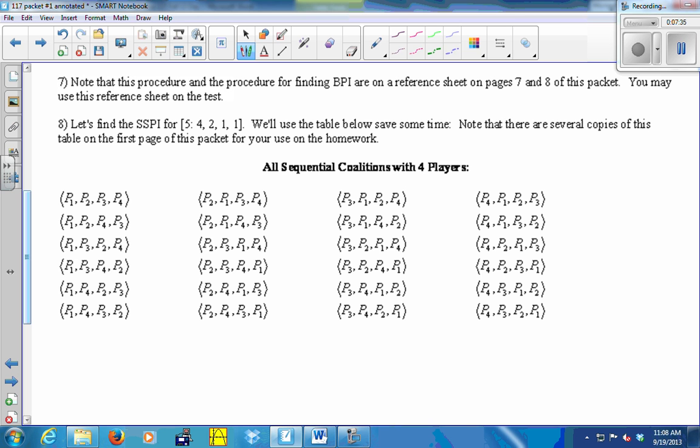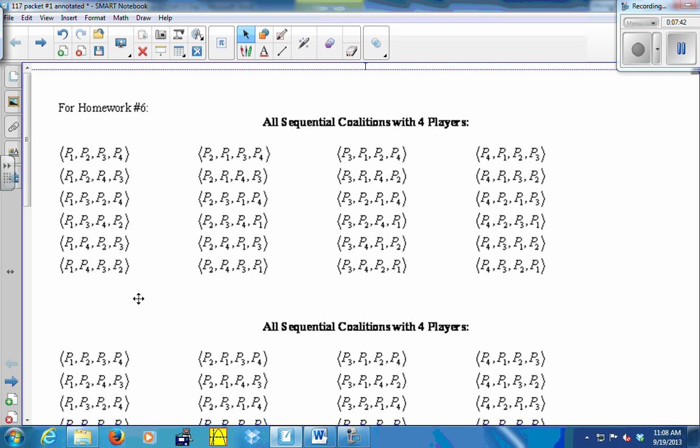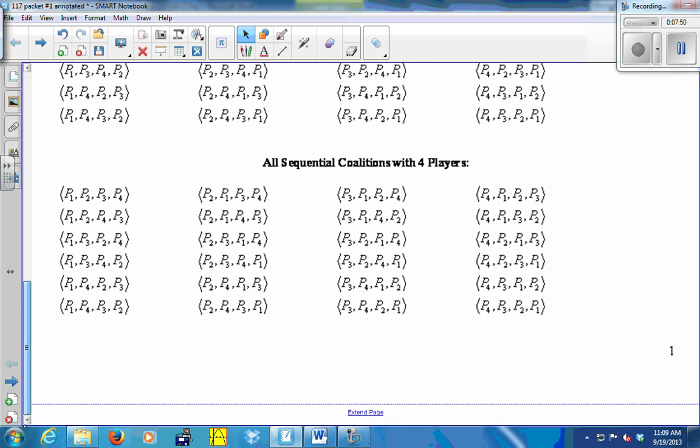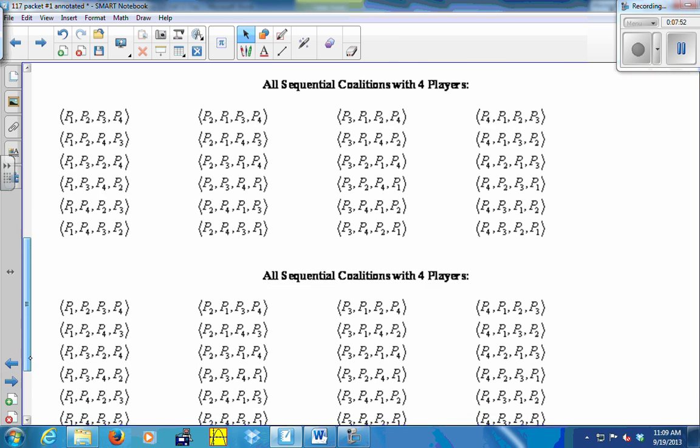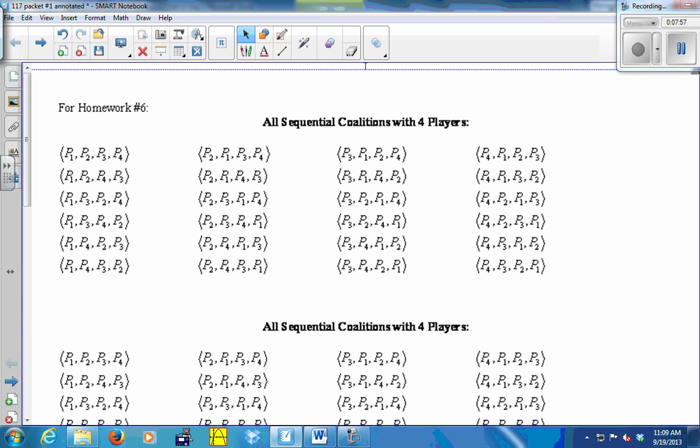If you'll notice, the first page of your packet is just filled with these. This is for you to use while you're doing your homework, so you don't have to write these out. There's a whole bunch of them, actually 2 pages of them. You could photocopy it if you need more than that for practice. And on a test, I would write this all out for you. If there were only 3 players, I would expect you to be able to write it, because then there's just 6 sequential coalitions, which is much more manageable.